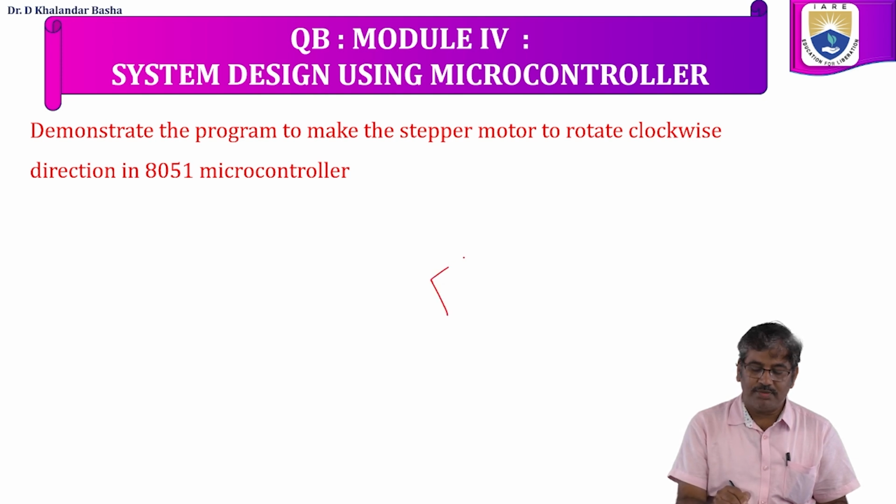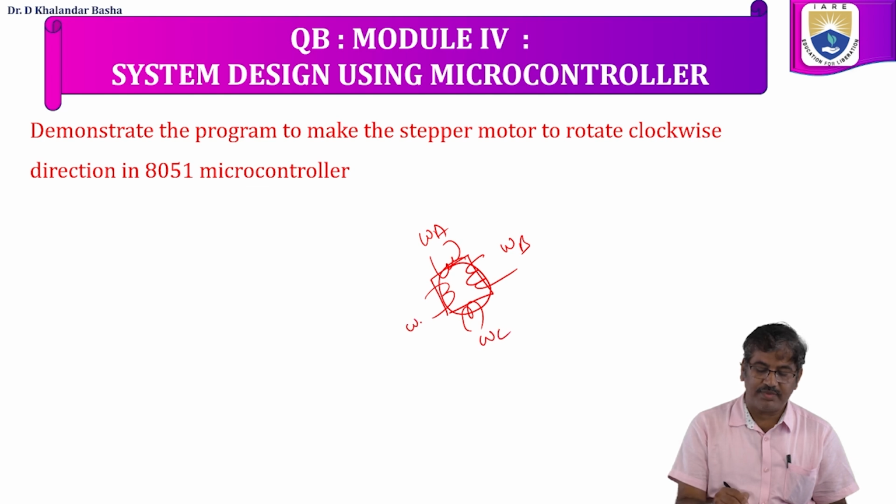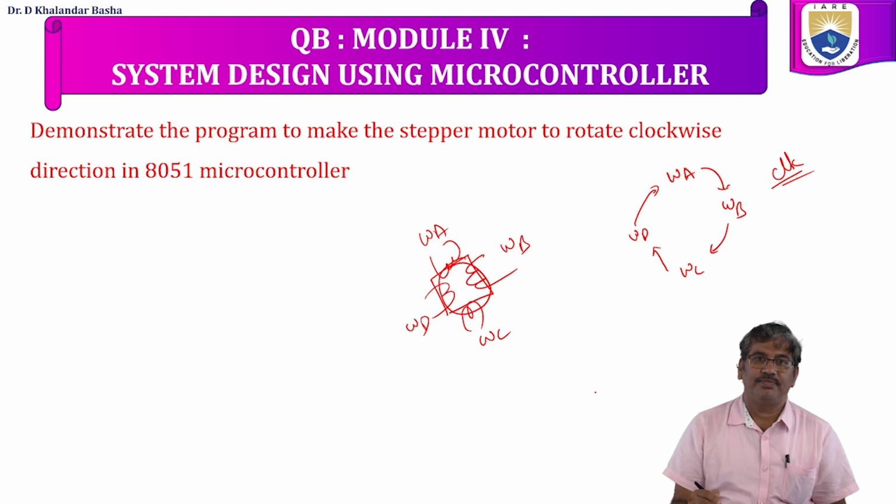So a stepper motor is going to have 4 windings, which we will take as winding A, winding B, winding C and winding D. When we give the pulse, the order in which we excite these 4 windings decides whether the stepper motor rotates clockwise or anti-clockwise. If the pulse is given first for winding A, then winding B, winding C, winding D, and then again winding A, the stepper motor will rotate in clockwise rotation.